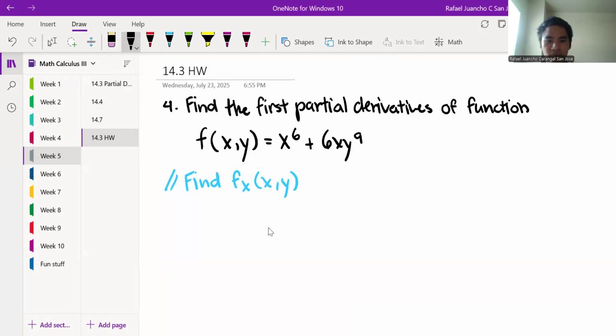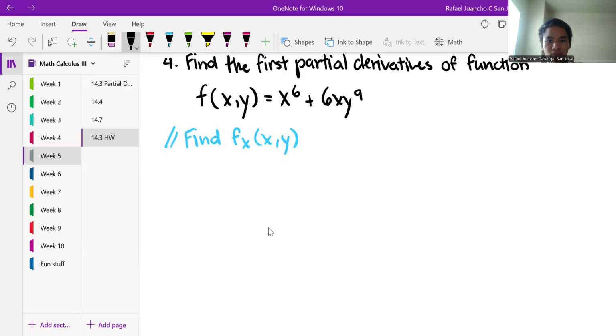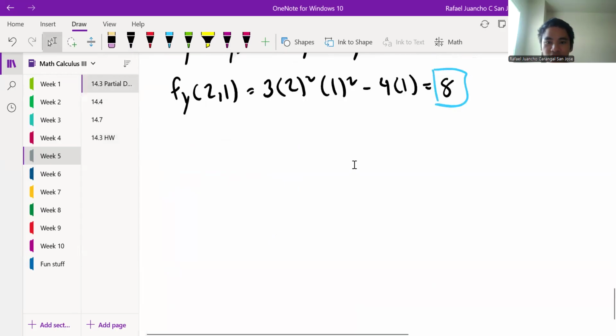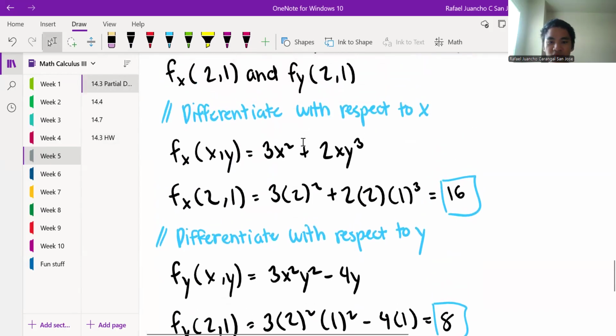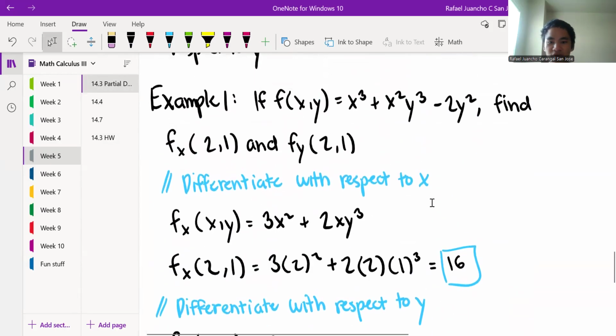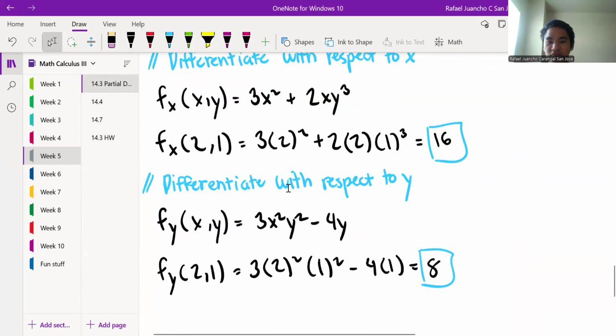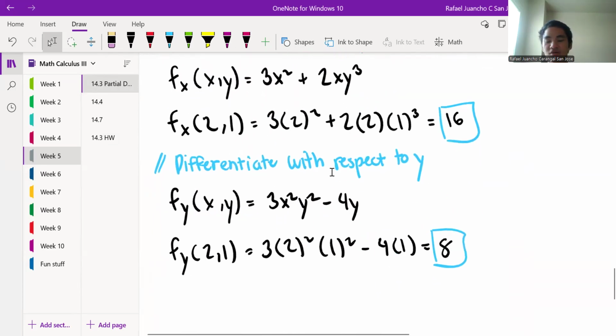So let's do that. So here we treat y as a constant, because that's what we did here. If we're trying to find something with respect to x, we treat y as a constant, and conversely, if we were to differentiate with respect to y, then we treat x as a constant.